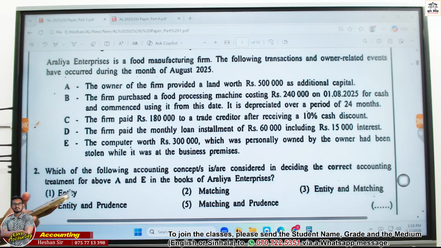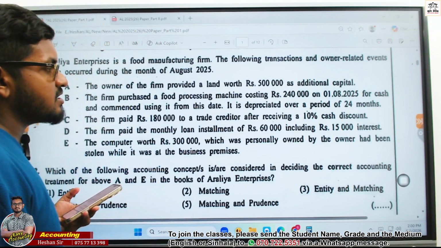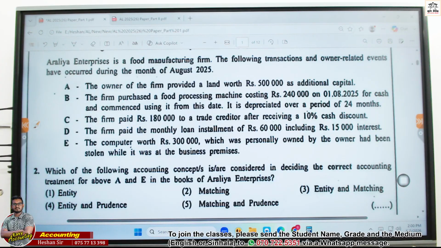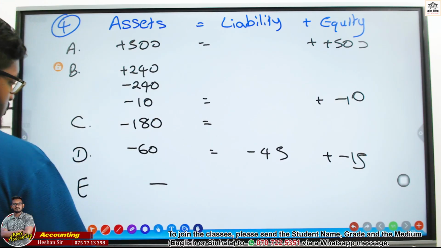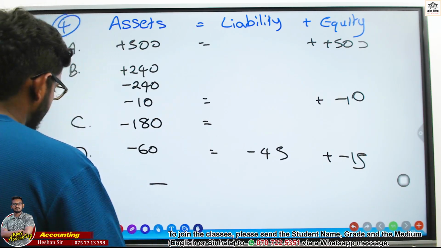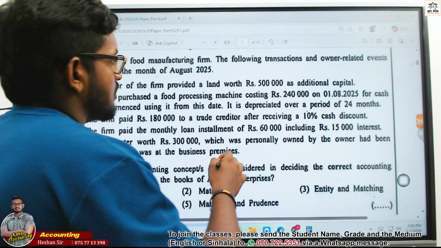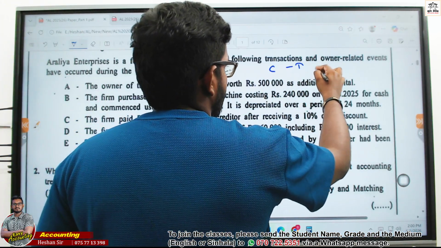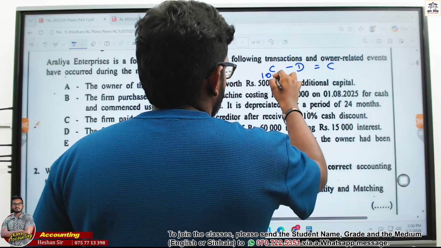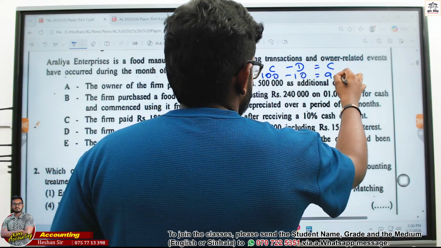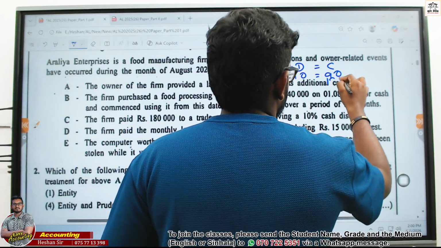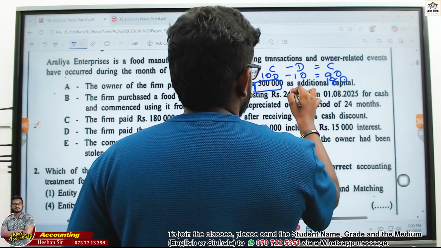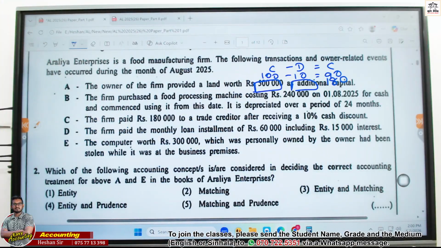See, you can see the firm paid 180 to traders after receiving a 10% discount. Firm paid 180, cash decreased 180, right? So you can find how much is the discount. Creditors minus discount is the cash. So 100 minus 10 is 90. So business paid cash, how much? 180. You can find these two separately.